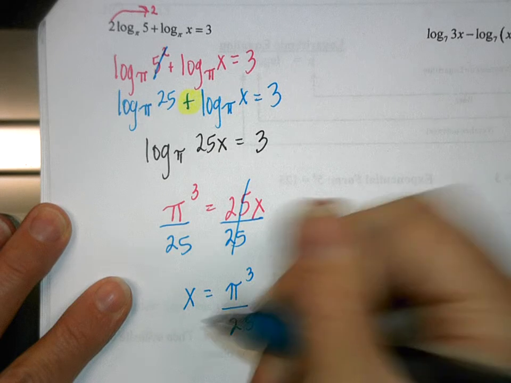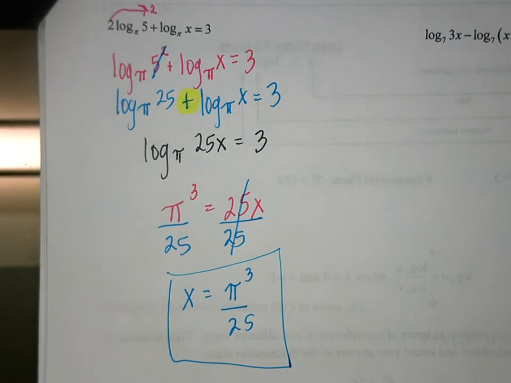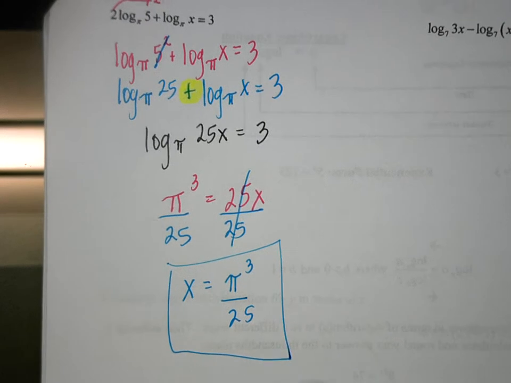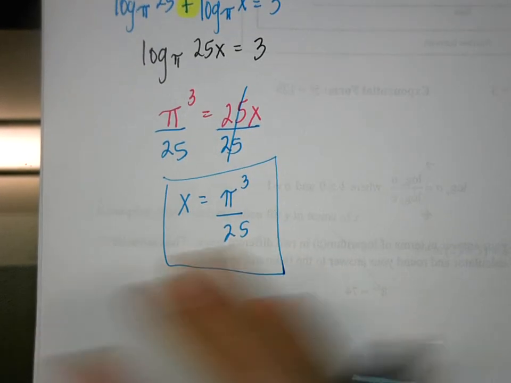Riley, are you getting all this? Okay. And again, we don't have any negative exponents. We don't have any roots in the denominator, so we just leave our answer in terms of pi.